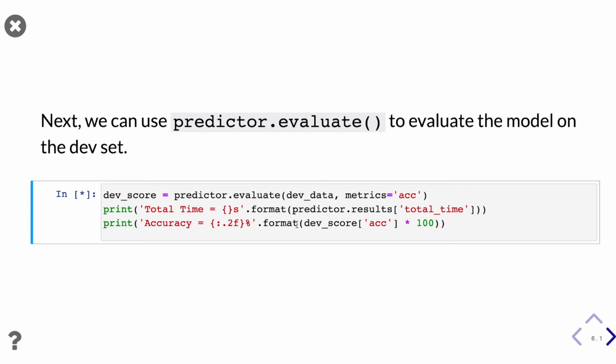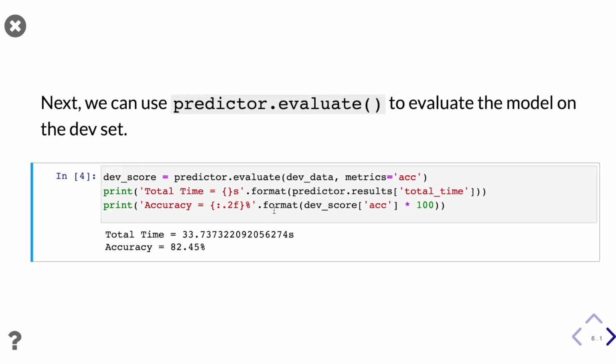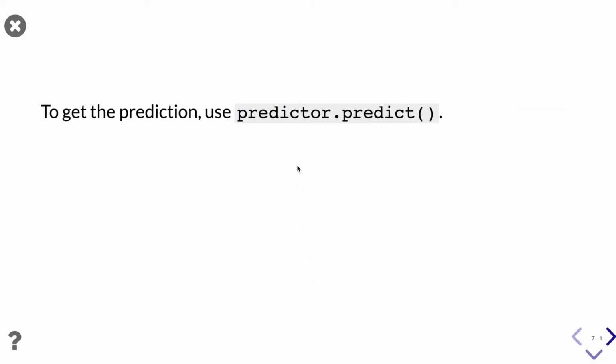And then we can see for our trained model, the final dev accuracy is 82.45% accuracy. Okay, and then we can get the prediction using predictor.predict.